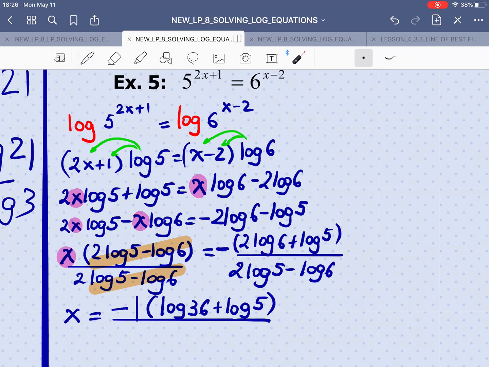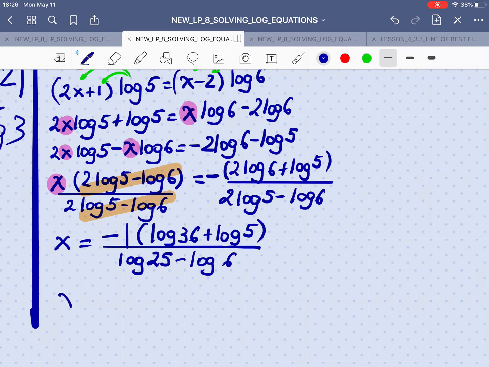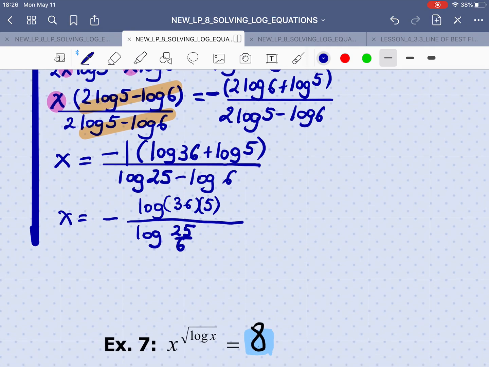And down here again, we'll do something similar. So the coefficient 2 will come in and we'll make 5 into 5 squared. So log of 25 then, that's what 5 squared equals, minus log of 6. So continue simplifying. Now it's time for us to apply the product law here. So we have log of 36 times 5. And down here we have the quotient law, so log of 25 over 6.